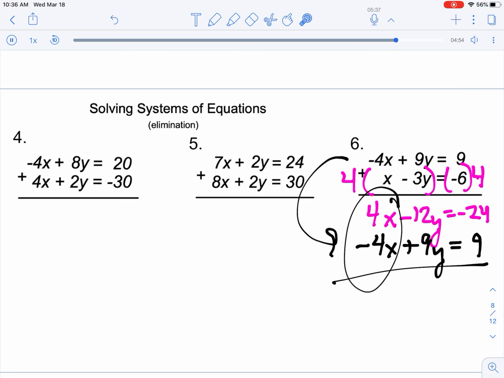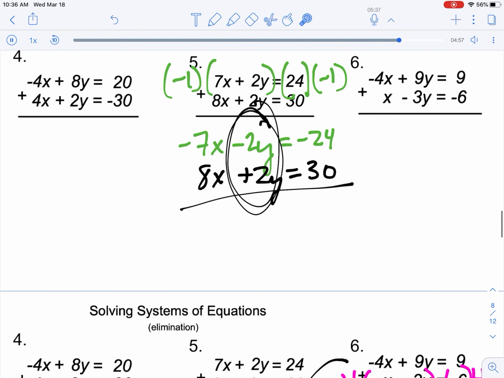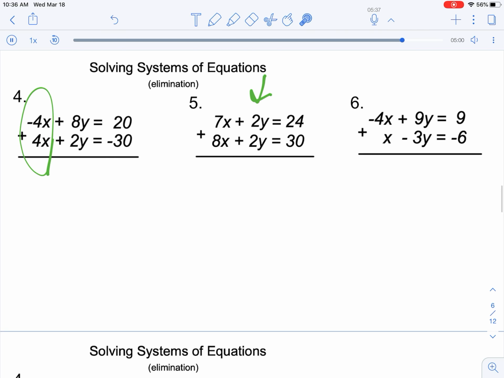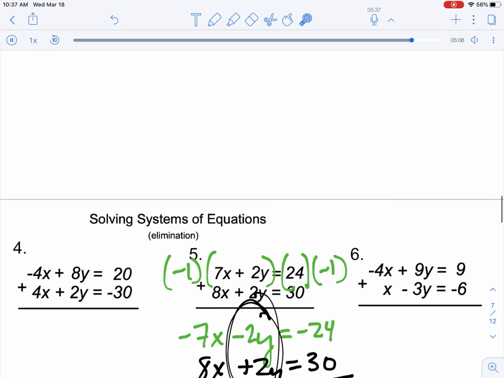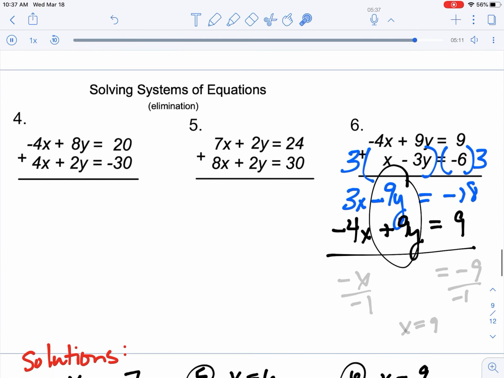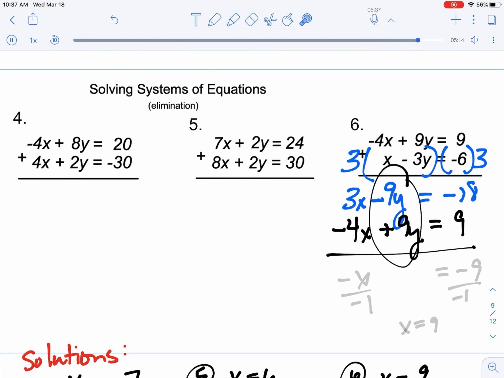There's another way of solving number 6 also. Instead of multiplying the bottom equation by a positive 4, I could set up the y's to eliminate. So to do that, I can multiply the second equation by a positive 3. And this way, when I add straight down, the y's eliminate. If I wanted to continue this problem, I would get negative x equals negative 9, divide by a negative 1. So x equals positive 9, and I could substitute that back in and solve. Either way, you're going to end up with the same solution. So go ahead and try 4, 5, and 6, and then check your solutions down here.